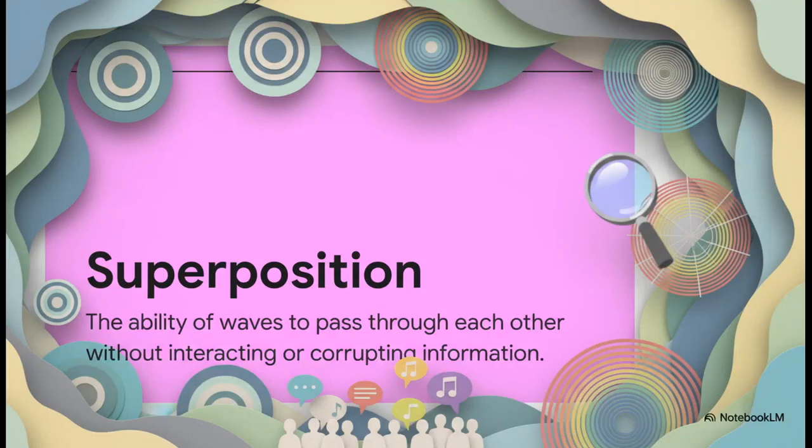And because the universe runs on this clean, linear math, we get incredibly elegant phenomena like superposition. That is simply the ability of waves to pass right through each other without interacting or corrupting each other's underlying information. It's the exact reason why incredibly complex, multi-layered optical interference patterns or super dense radio frequency signals can just coexist perfectly without totally collapsing into chaotic noise. These waves propagate cleanly through the exact same space at the exact same time.